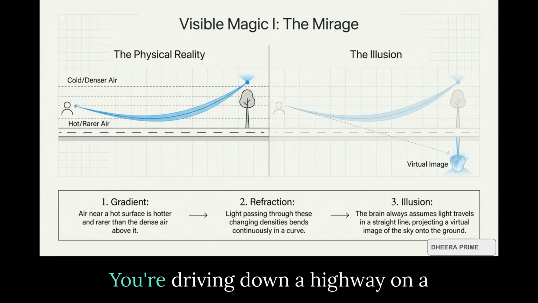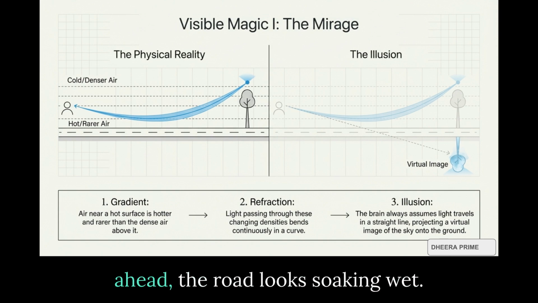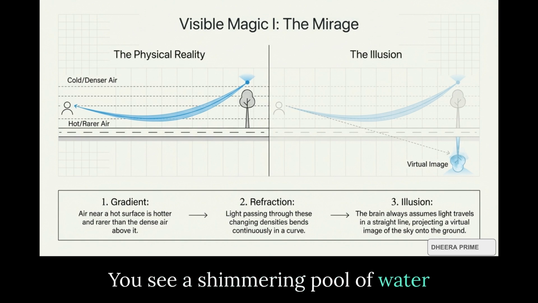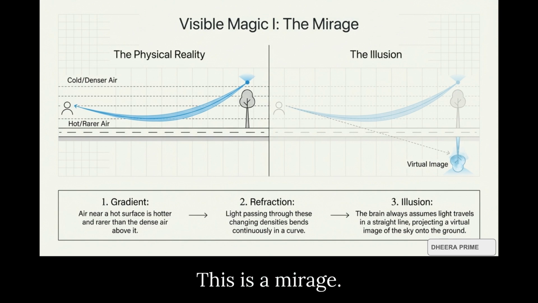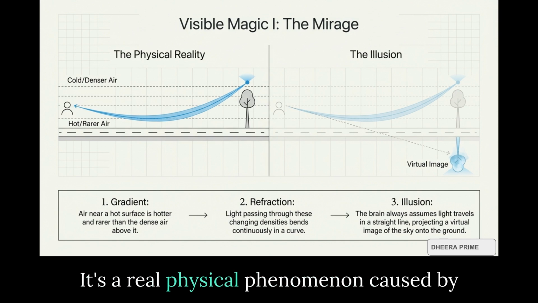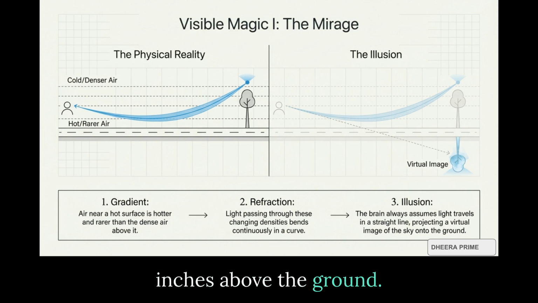We've all seen it. You're driving down a highway on a blistering hot afternoon, and way up ahead, the road looks soaking wet. You see a shimmering pool of water reflecting the sky, but as you get closer, it vanishes. This is a mirage. It's not a hallucination. It's a real physical phenomenon caused by a temperature battle happening just inches above the ground.